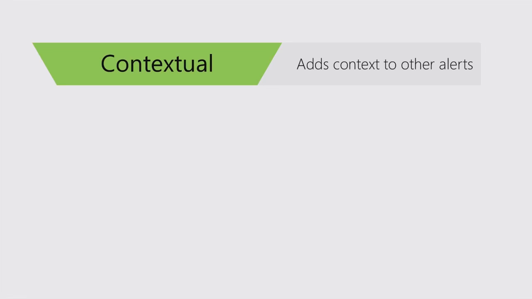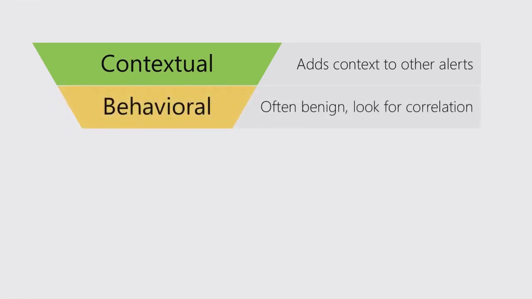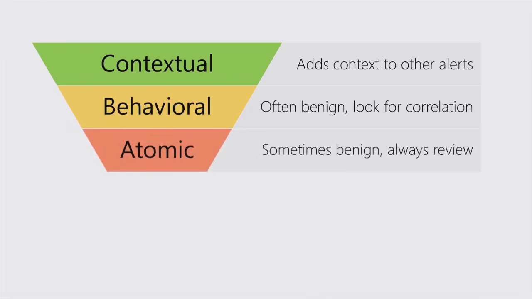So we have many alerts that just give us context, right? We never page anybody about these, but we show them in context with other results so that our engineers, our analysts can make better decisions. Next, we have behavioral detections. And these are things that often happen just because an engineer is getting their work done or the environment has changed. Next, we have atomic alerts.